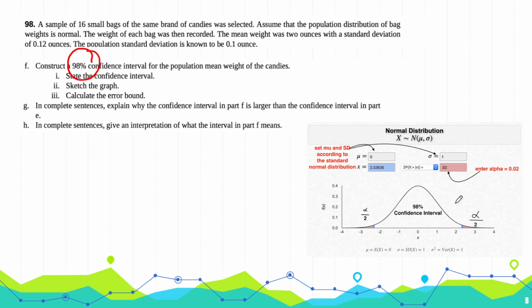And then when I click away, the app is going to evenly distribute alpha divided by 2 between the two tails, and it's going to have this 98% confidence interval here in the center of the graph, symmetrical about 1. And the given value shows up here in this blue box. 2.32 is our z-score. So let's round to 2.33 for the purposes of our problem.